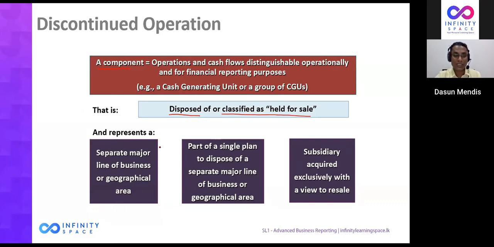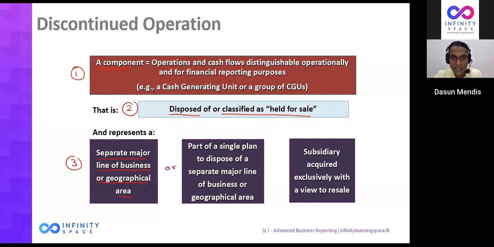And also it represents a separate major line of business or a geographical area. If you dispose of the power and energy sector, that is a separate major line of business. So this is number 1, this is number 2, and this is number 3. I actually simplified the definition of discontinued operation. In the standard book, it has a very long definition, but I broke it down into 3 parts: component, disposed of or classified as held for sale, then it represents a separate major line of business or a geographical area.